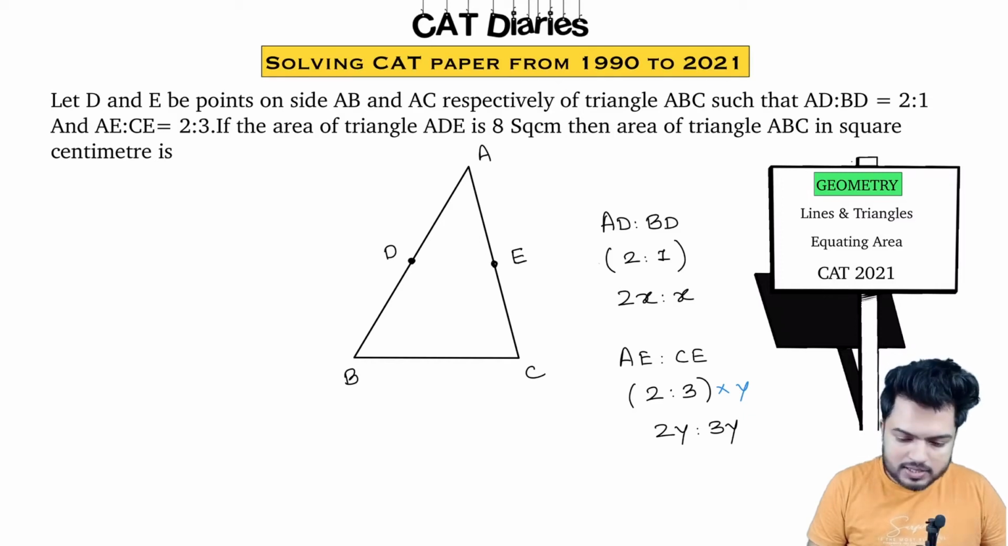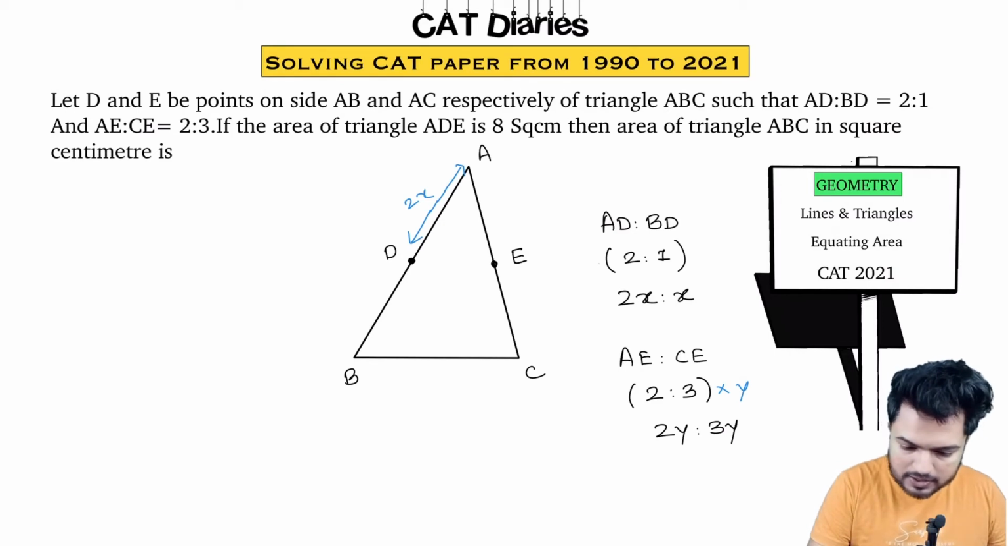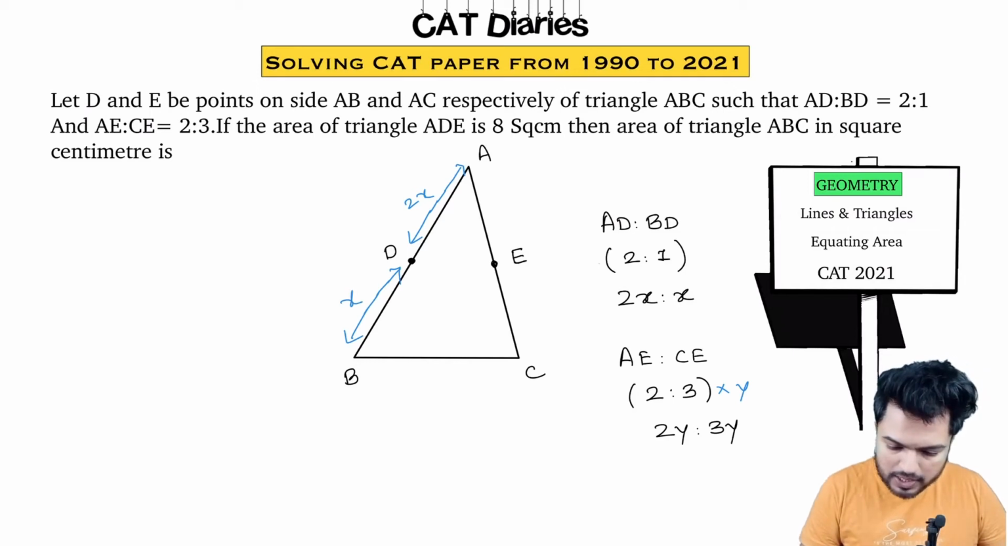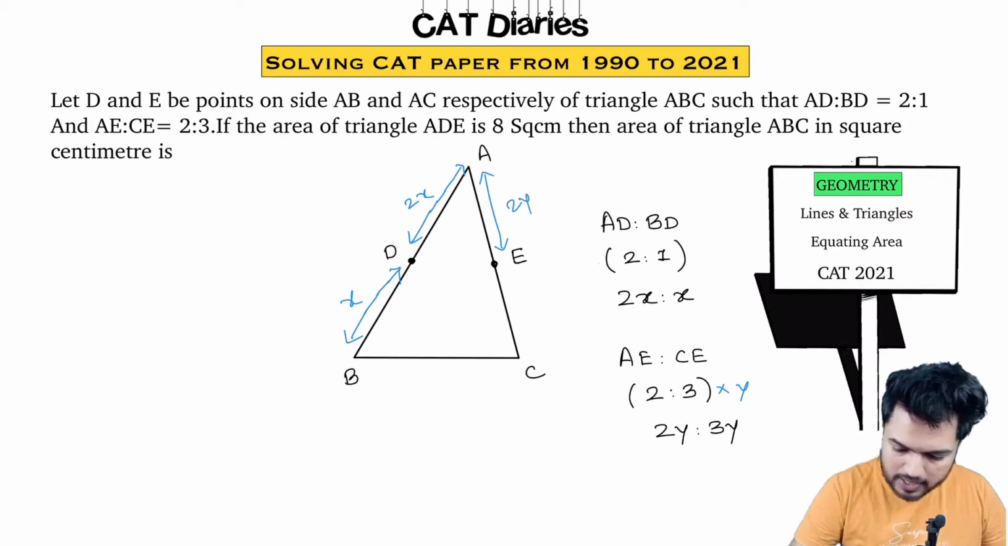So I'll say what AD is equals to 2x. This AD is equals to 2x. And then BD is equals to x. Okay, similarly your A is equals to 2y. So I'll say this A is equals to 2y and C is equals to 3y. Okay, that's what I put here.